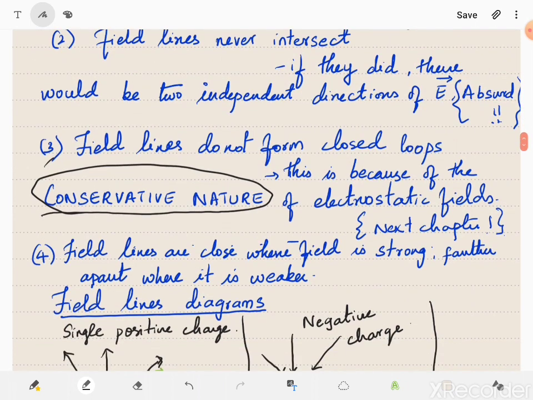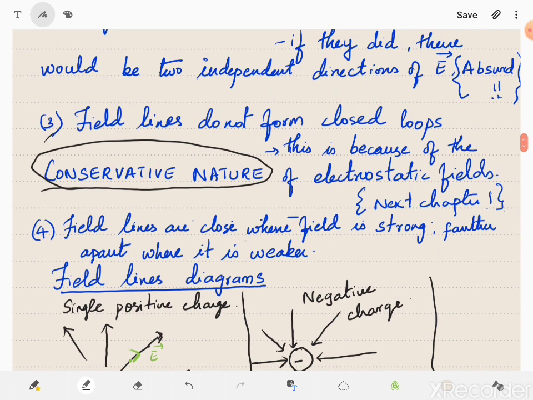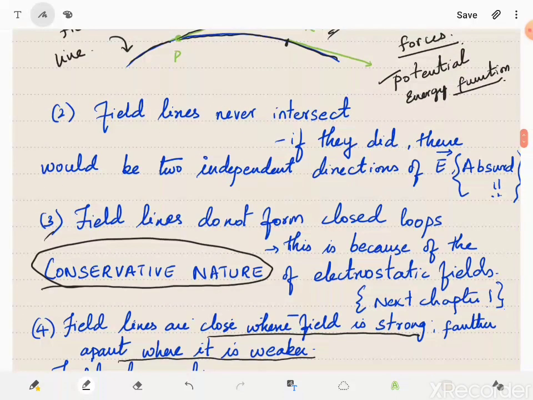The fourth important property of field lines is field lines are close when the field is strong and farther apart when it is weaker. This means to say, the more the number of field lines, the stronger will be the electric field. If you have less number of field lines, what do you have? You will have a lesser or a weaker electric field rather.